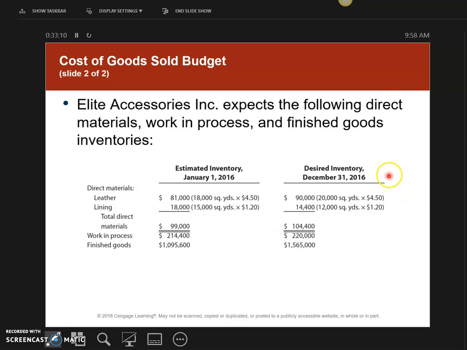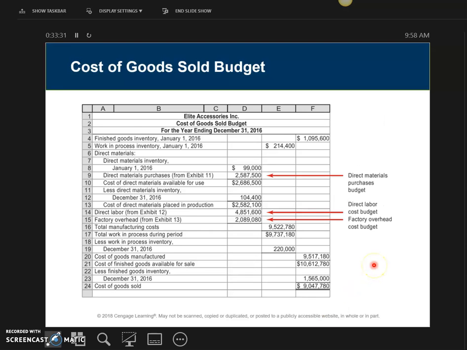Here's what's going to be happening. Here's my ending desired inventory. So that's going to tell me how much inventory I'm going to have left in my direct materials inventory. This is going to be my WIP ending inventory, and this is going to be my finished goods ending inventory. So all of this will put together a cost of goods sold budget, and here it is. So it's kind of complicated, but not really. Don't be too confused, okay?